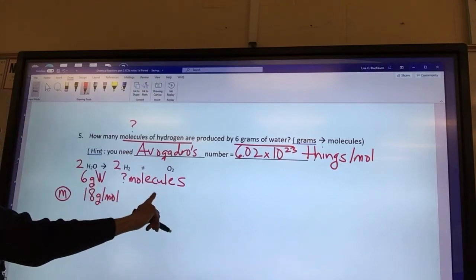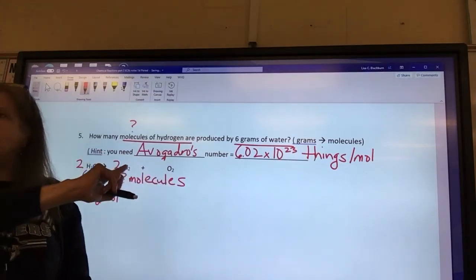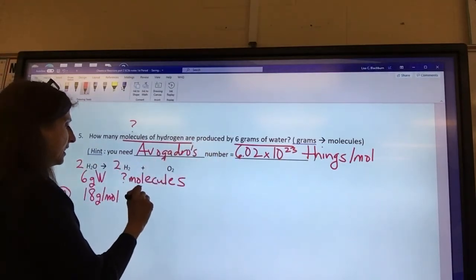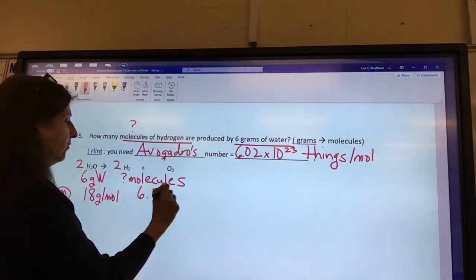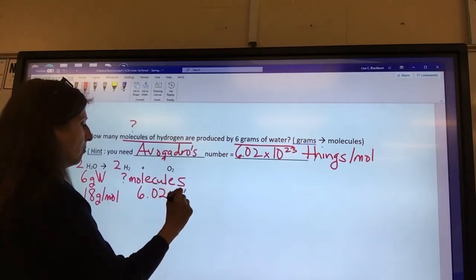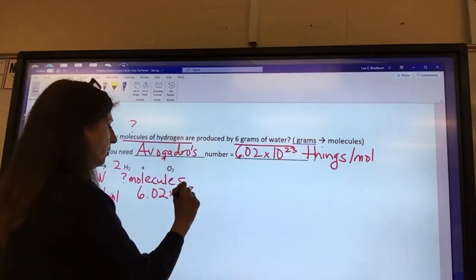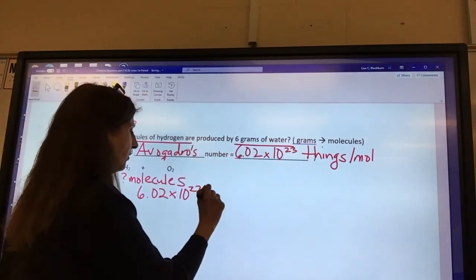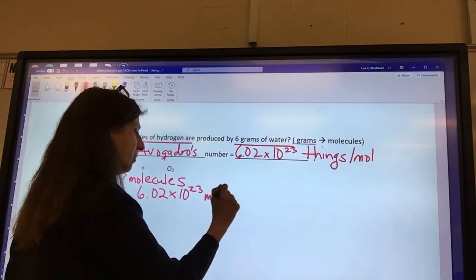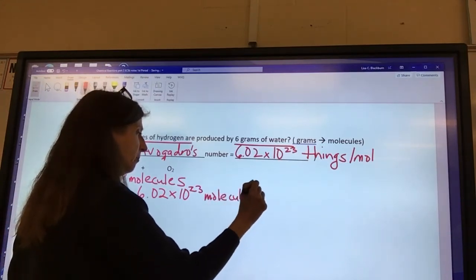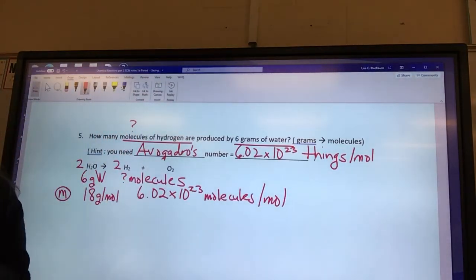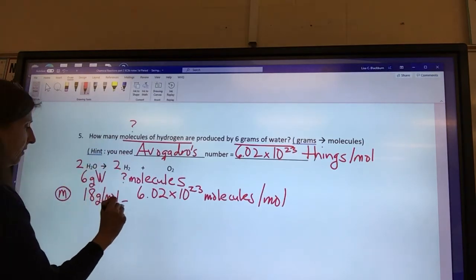Now, on this line, if it's molecules, atoms, particles, we're going to write Avogadro's number. This is just like the 22.4 if it's liters, but we're going to write Avogadro's number. And then this time it's going to be molecules per mole, because that's what they're asking for. We put the word molecules per mole. Now, what goes on the next line? The ratio. The mole ratio, which is 2 to 2.